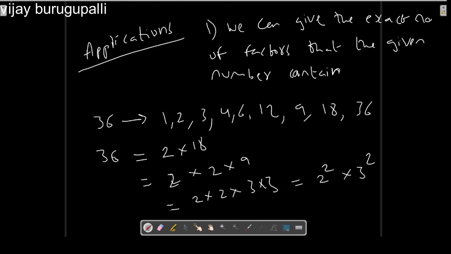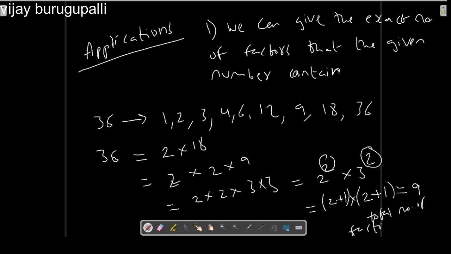So here there is a trick. If you look at the exponents, the exponent of 2 is 2, and the exponent of 3 is also 2. If you add 1 to each of these exponents and multiply them, you will get a number which is equal to the total number of factors of the given number, here 36.